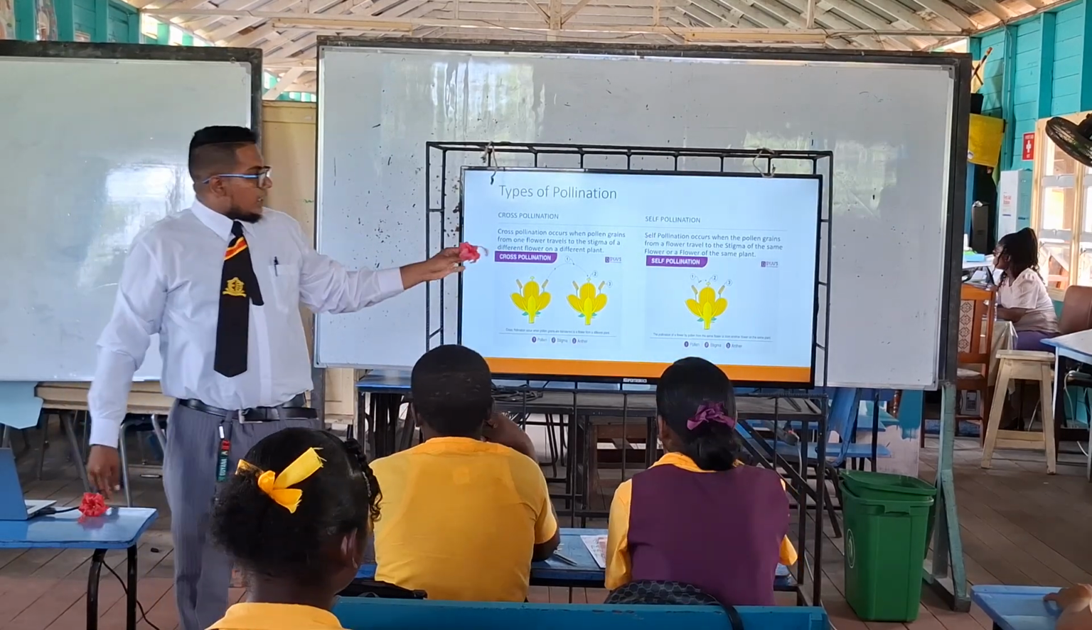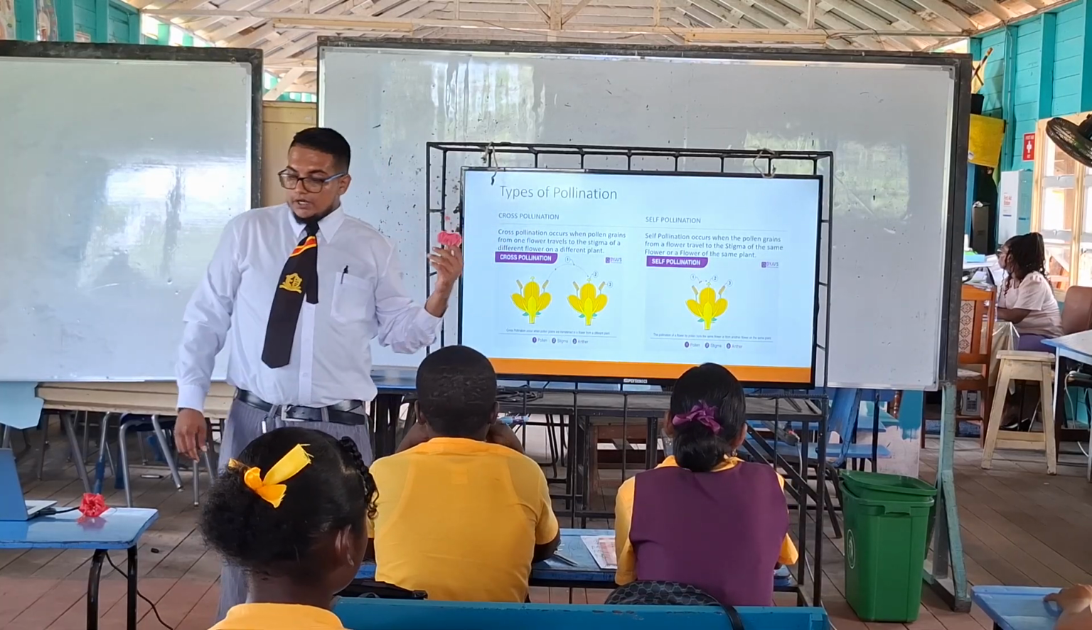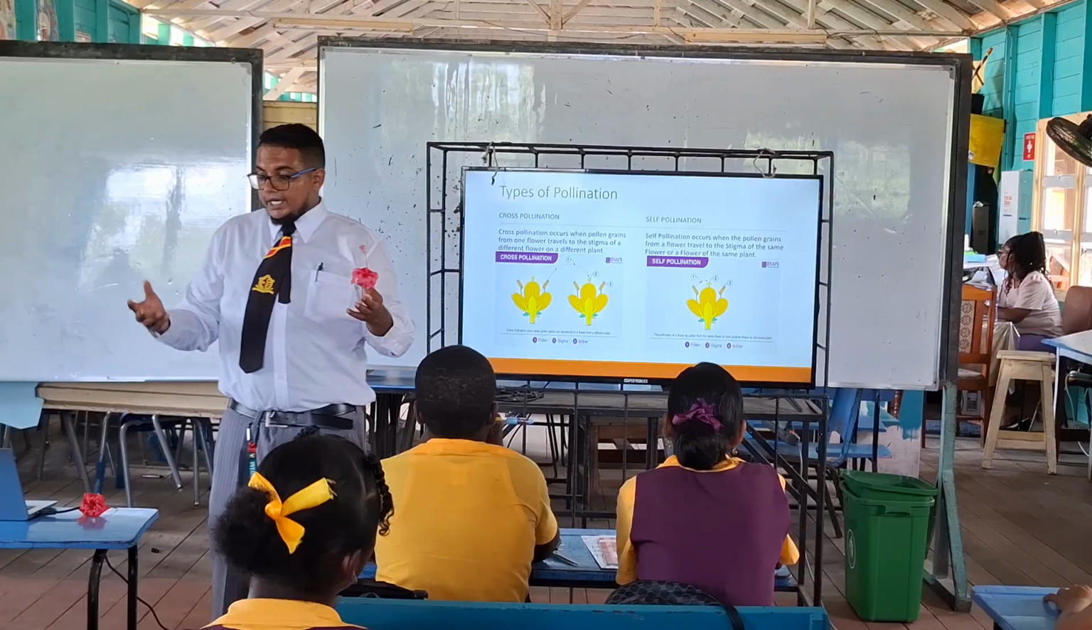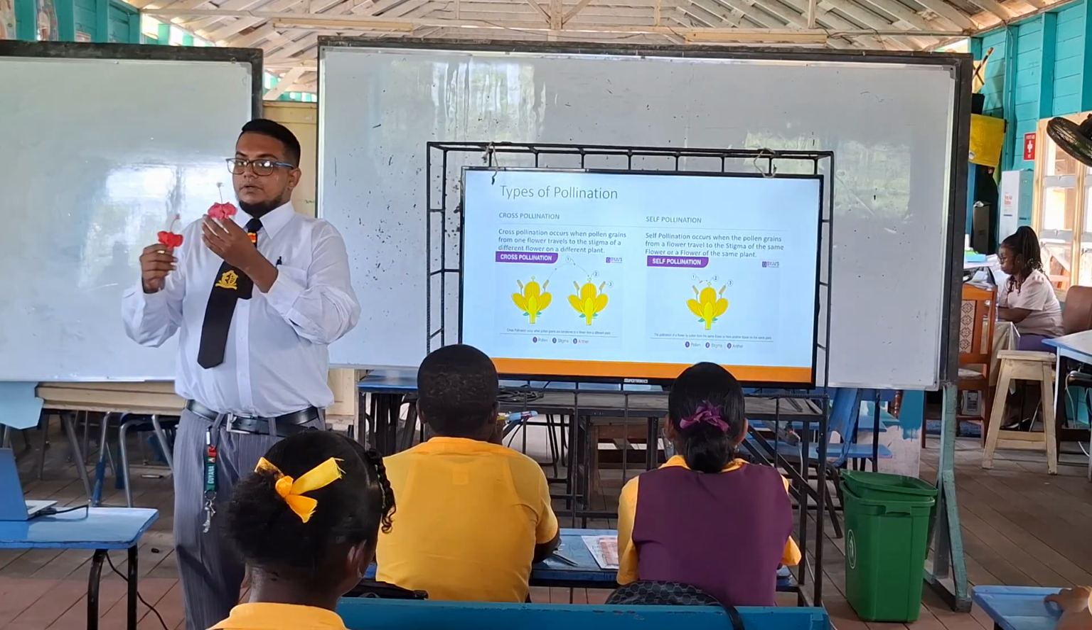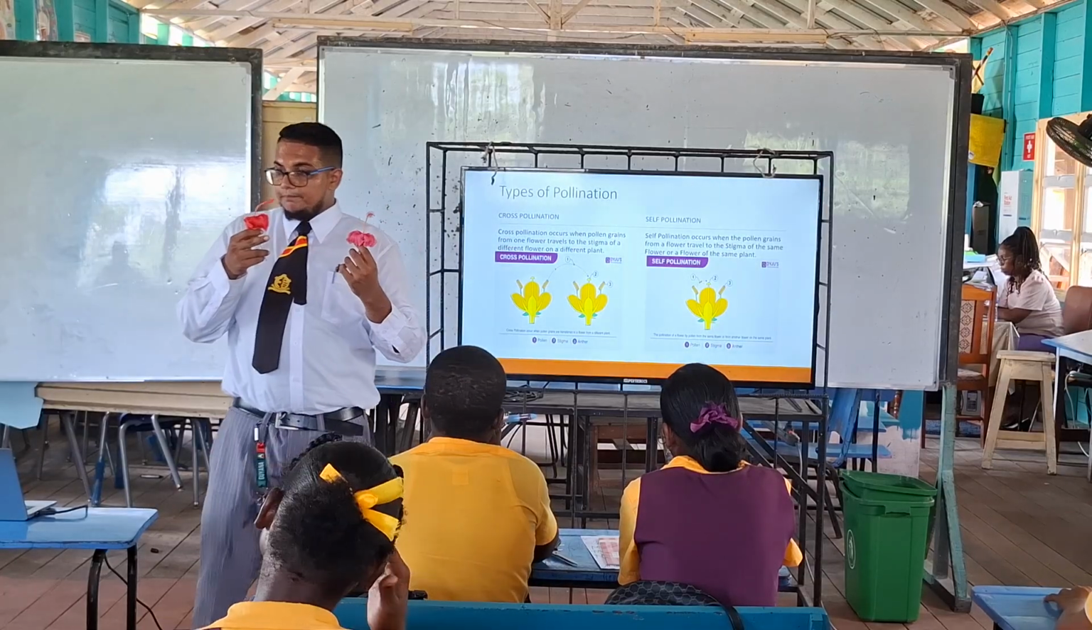Good. It occurs when the pollen grain from one flower travels to the stigma of another flower. That's what we just described. Right? Where the pollen grain from this flower moves to the stigma of this flower. Right? Simple.